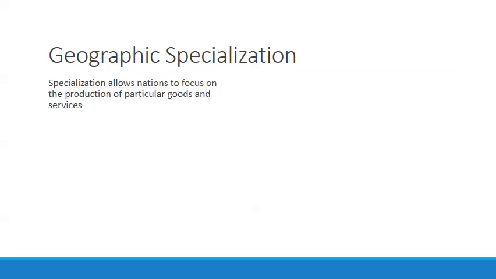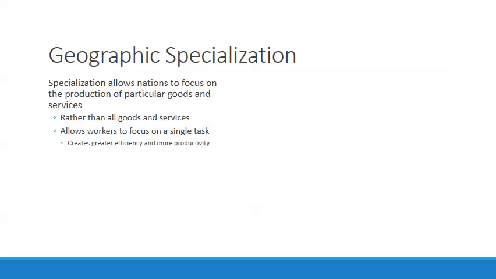Okay, so let's look at something we've talked about previously, which is geographic specialization. This is probably the most common and most easy way to understand what's going to take place. So specialization allows nations to focus on the production of particular goods and services. Rather than all goods and services, you produce what you do best, and then you get the other items from other locations. And this allows workers to focus on a single task. So it creates greater efficiency and more productivity within the economy.